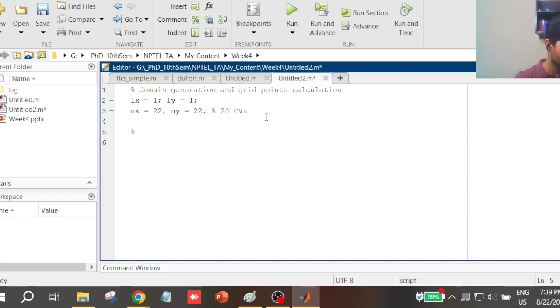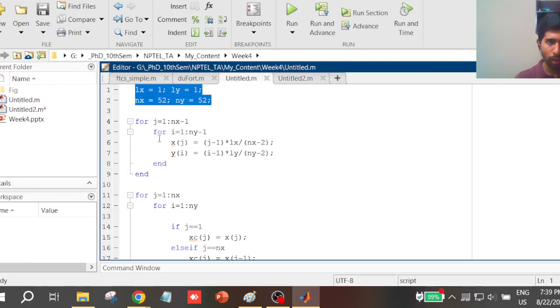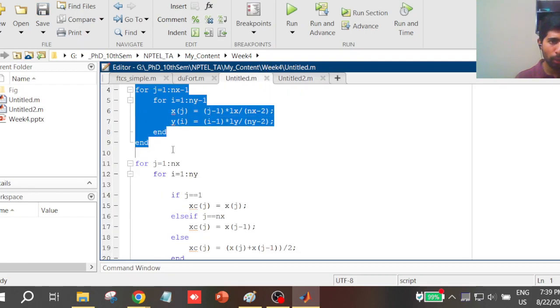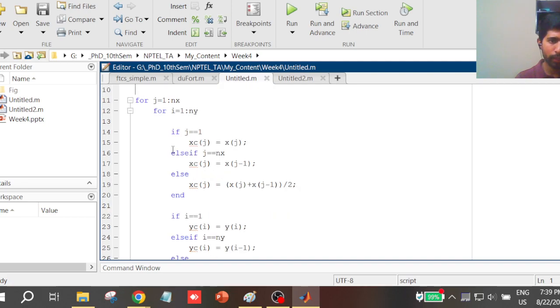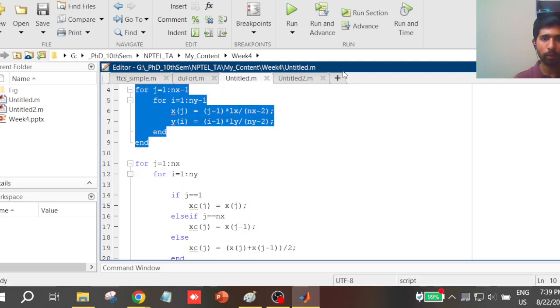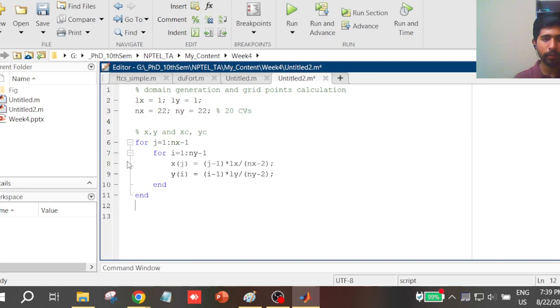So the next step is to calculate the coordinates x, y and xc, yc. Calculate them. Okay, so that is the next step. So here I have just written it in loop form. You can make it in vectorized form and more, but this will be better to understand. Okay, so first I am calculating x, and for example in my case j is the x direction.